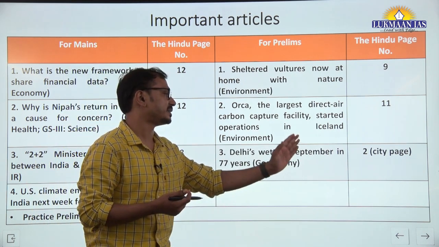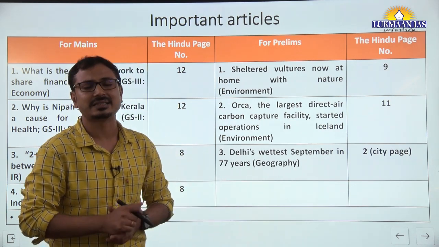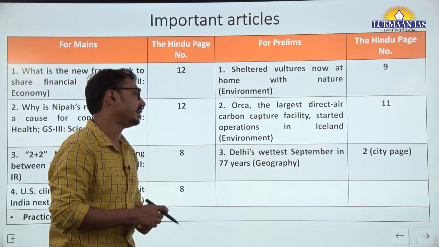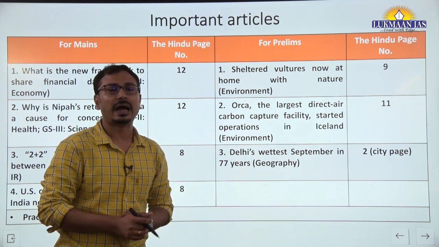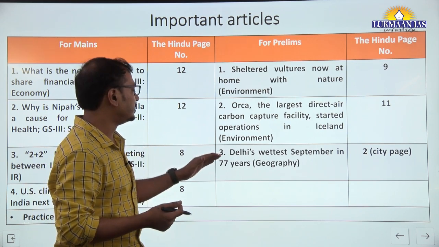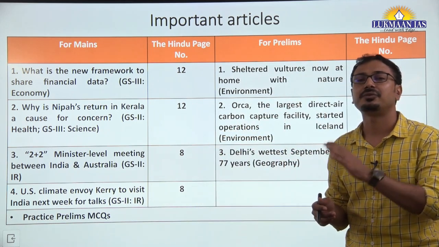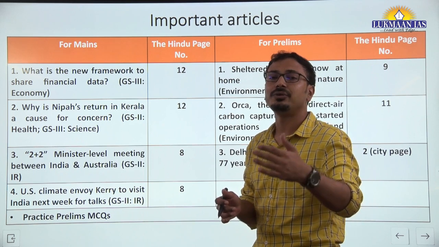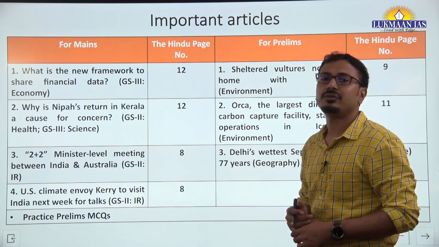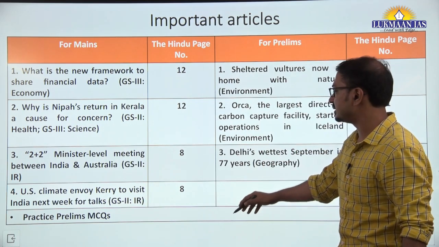Next is Delhi's wettest September in 77 years. In recent days, Delhi has received more than the average amount of rainfall, and it is concentrated much in this month, and still we can expect more rainfall in the coming week. Basically this is how the impact of climate change is happening. The variability of rainfall in different parts of India is further going to increase. You can mention this example in your mains examination. You can remember this data for prelims examinations. Finally, practice prelims MCQs on today's current affairs.